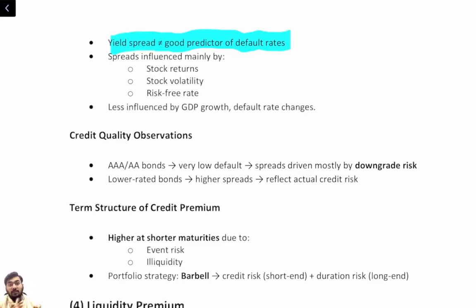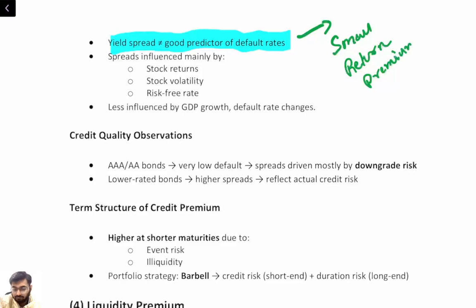First of all, yield spread includes only a small return premium. And second point, yield spread is not a good predictor of the future default rate, because just because the spread is high, it will not guarantee that there is a default. You are charging the high return, so it's not a guarantee that the default will happen. There is a probability. Clear?